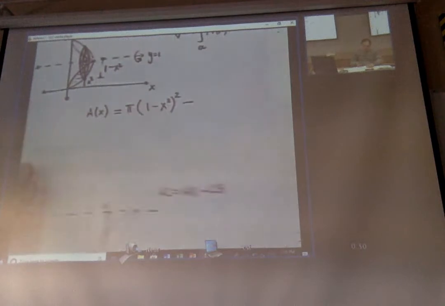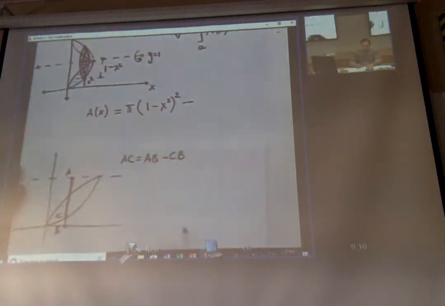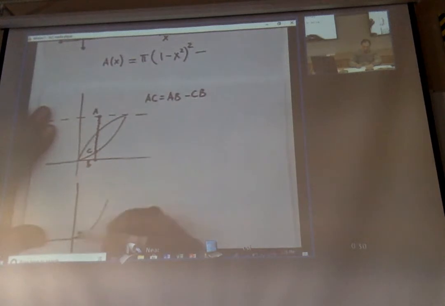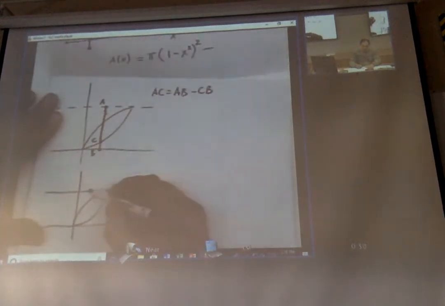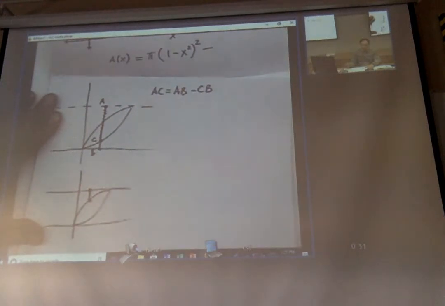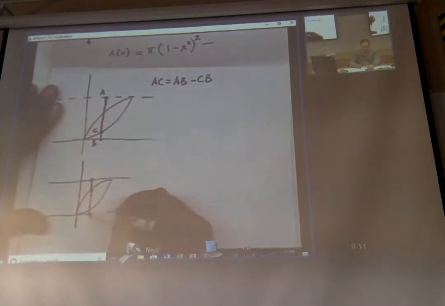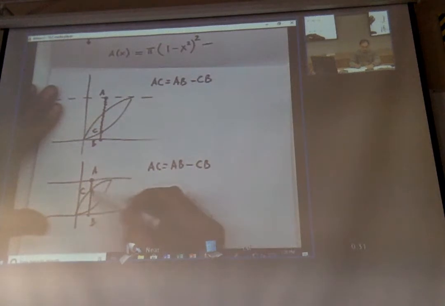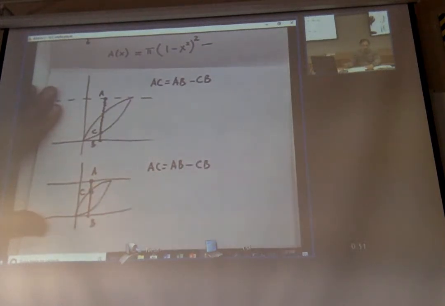If I go back over here, and I change the picture, because my point C will move over here now. Because I will be looking for this piece. So now I'm looking for the distance from here to right here. This is my distance. But the idea is still the same. This is A, this is B, and this is C. So AC is AB minus CB, right? Well, AB is still 1, but then the distance to C, from the x-axis to the curve, will be just the square root of x, right?